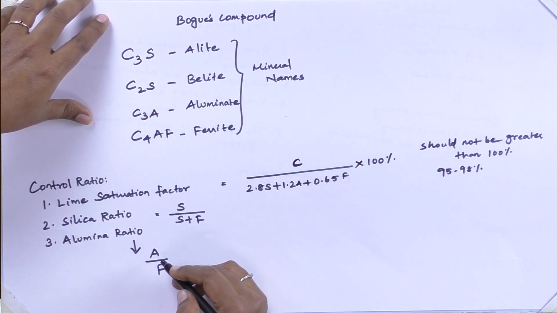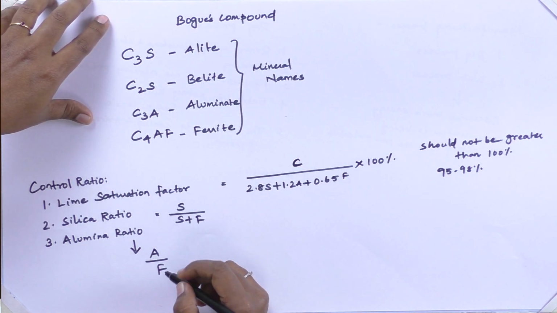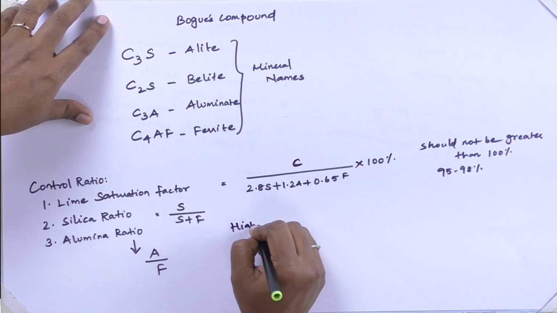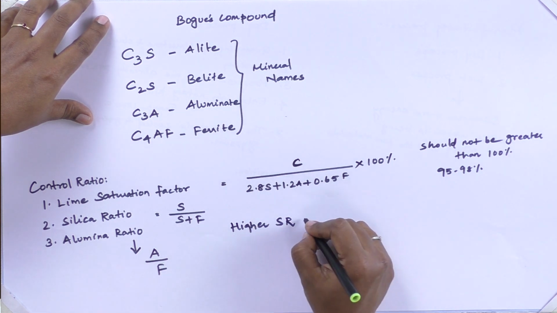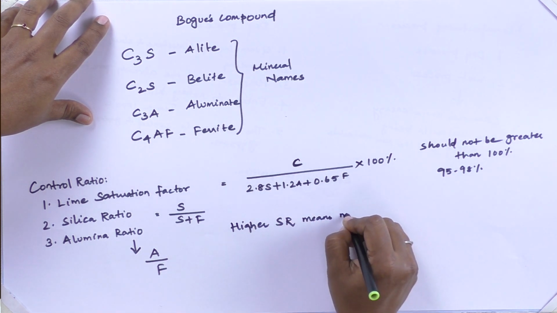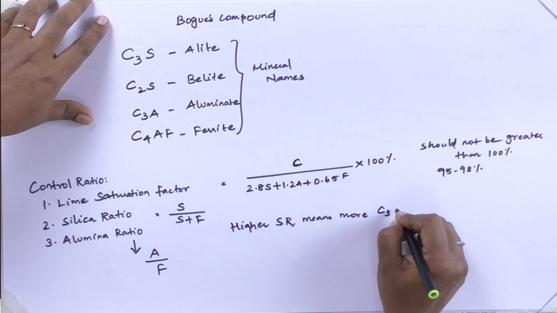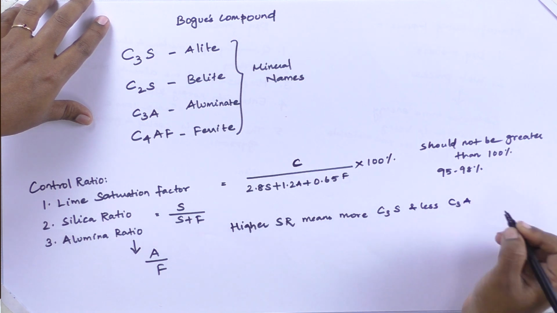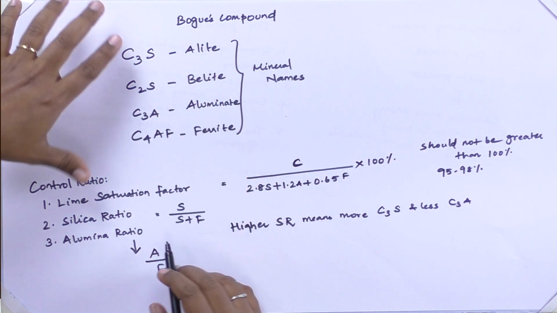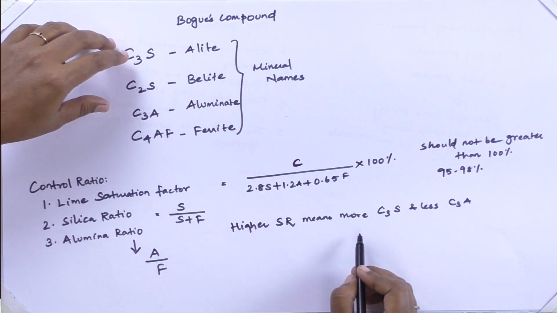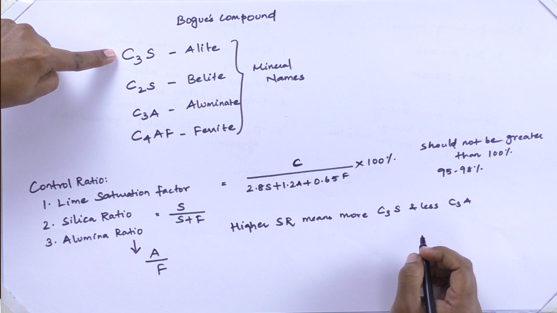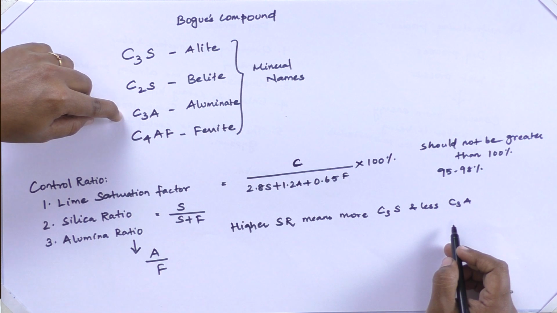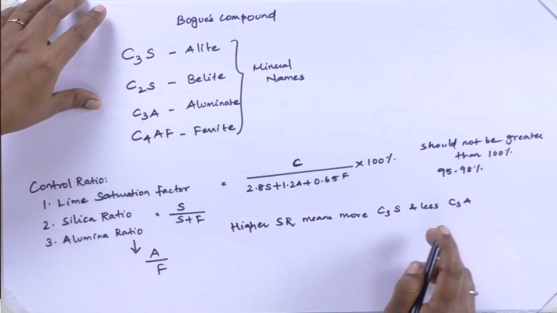And next, the alumina ratio is the ratio of alumina to iron. A higher silica ratio means more C3S and less C3A. In a cement, if this silica ratio is high, then it indicates that only the alite component is more compared to the aluminate compound. It should not be like that.